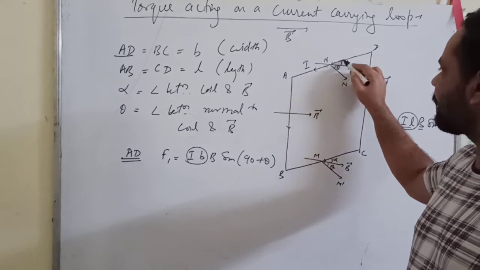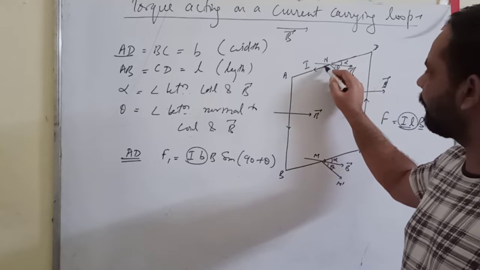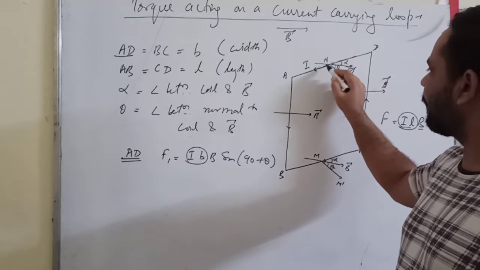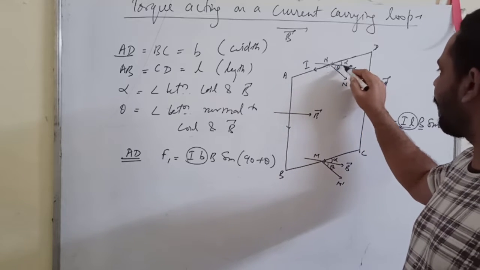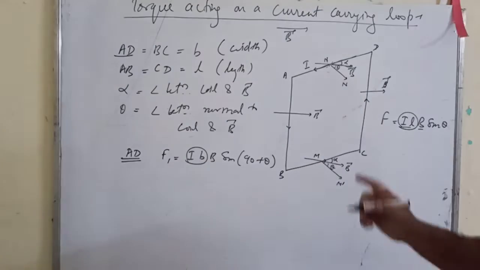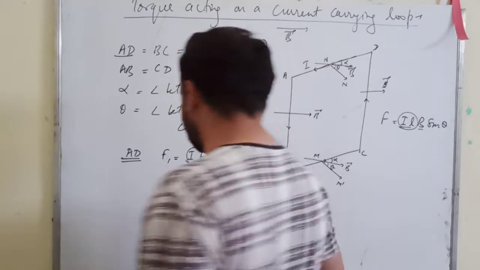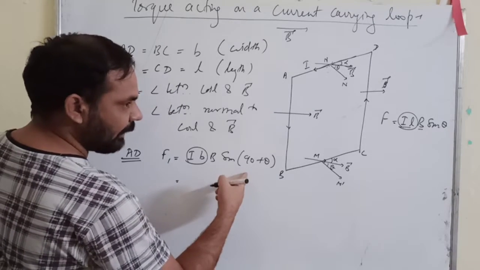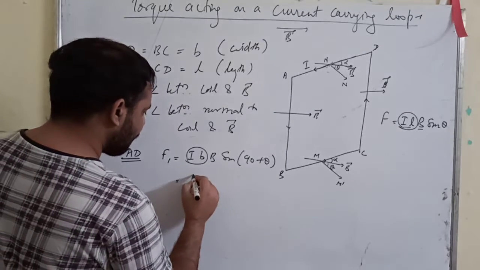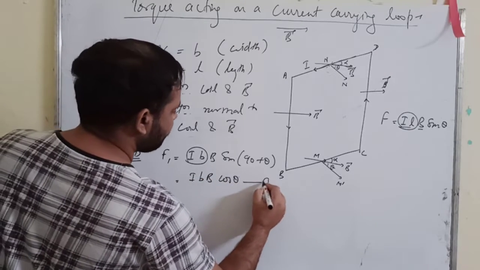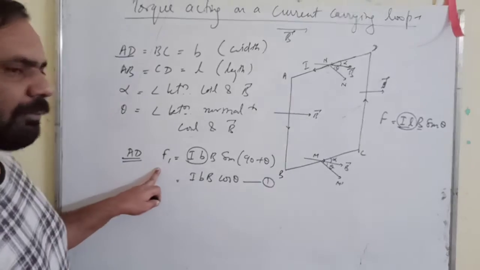So you cannot take this length as IL vector, you will take this as IL vector. Now they are this one and this one, they are coinitial. This is the angle between them, that is 90 plus theta. So IBB sine 90 plus theta, and sine 90 plus theta is cos theta. So IBB cos theta. Right, this is your F1.